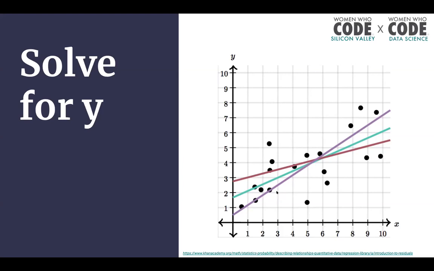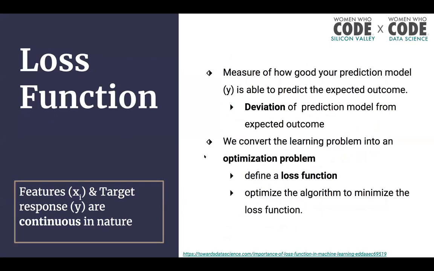In classification, we saw that we were calculating the accuracy based on how many it got right versus how many it got wrong, and so on. We need to see how to evaluate it when it comes to regression too. Say I have 20 data points as shown here. I'm able to generate 3 f of x, which is I solved for 3 y's, and all 3 seem to be good fits. How do I evaluate between them to know which one's the best? For this, we use something called a loss function. A loss function is basically a measure of how good your prediction model y is able to predict the expected outcome.